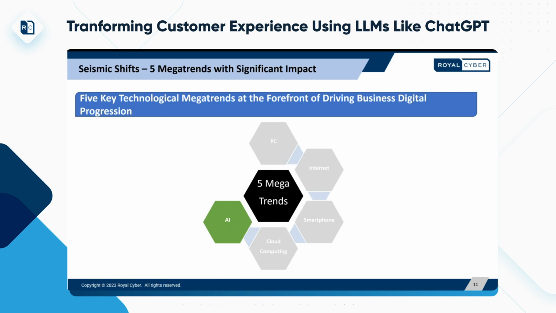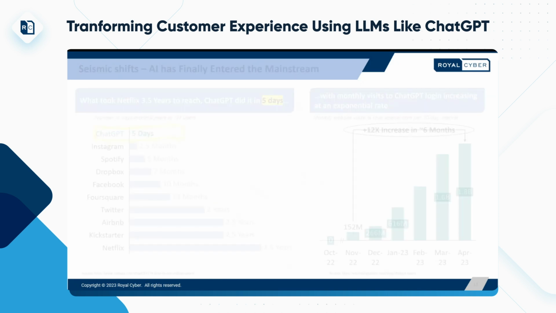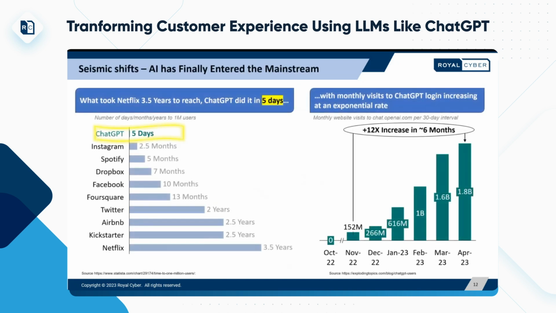We believe that from the days of the Turing test to the present day, AI has finally entered the mainstream. I mean, it is just remarkable to see that to get to 1 million users, it took Netflix 3.5 years, but ChatGPT did that in 5 days, as also shown by the number of visits to their website increasing at a rapid rate since its launch in late November last year.